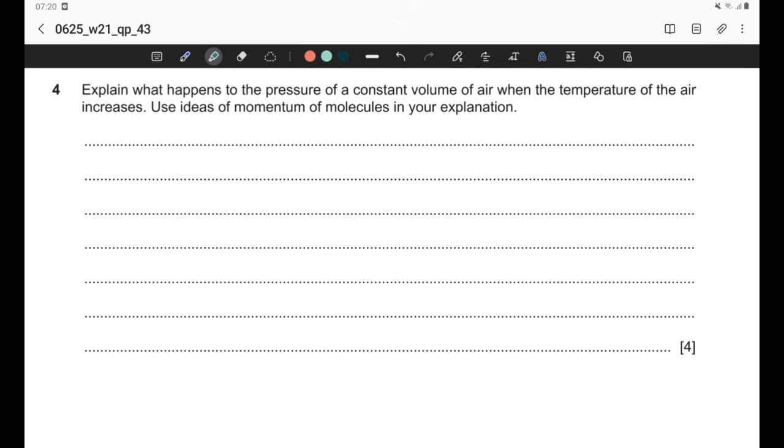Part 4. Explain what happens to the pressure of a constant volume of air when the temperature of the air increases. Use ideas of momentum of molecules in your explanation. So in this question we need to explain in terms of momentum. When the temperature of the air increases, what will happen to the pressure where the volume is constant? We have to find the relation between temperature and pressure. That is the question, and we have to use the term momentum to explain this answer. And there should be 4 points in the answer in order to score 4 marks.